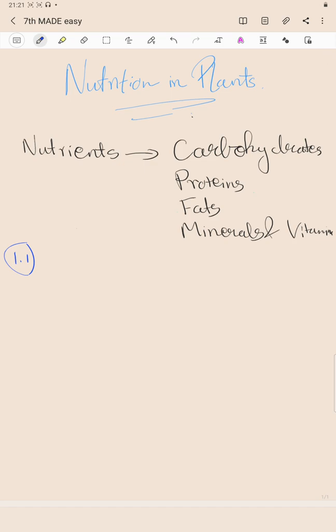Here a very important definition of nutrition is being laid out in this book. So let's see that. Nutrition. What does the textbook say? The textbook says that nutrition is the mode of taking food by an organism and its utilization by the body. So what they mean is that nutrition has two components. One is the mode of taking food.